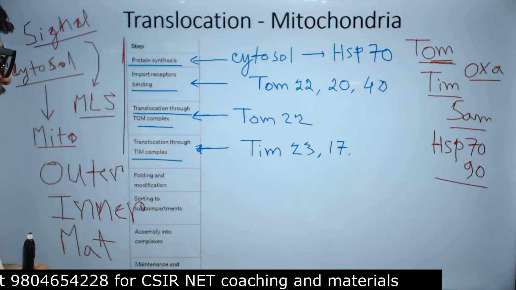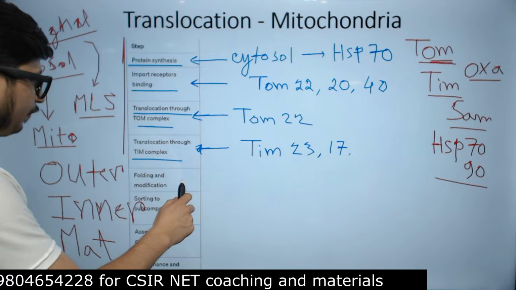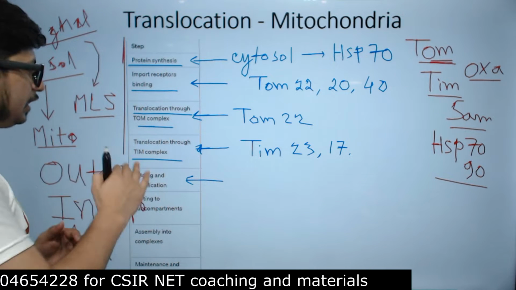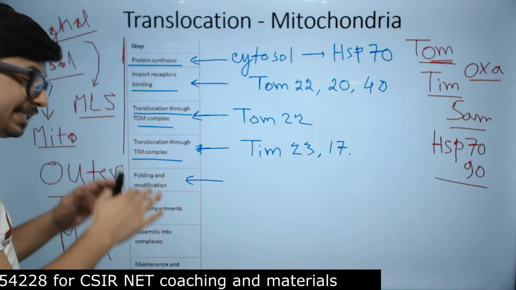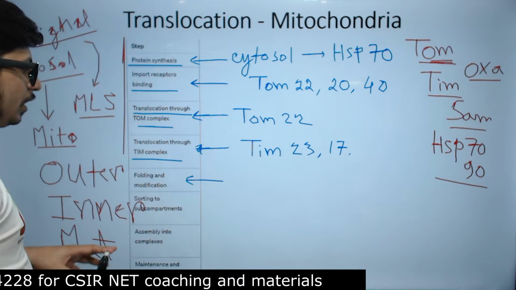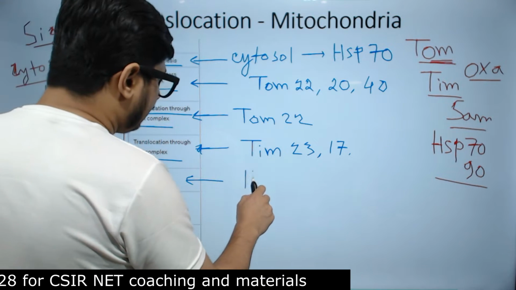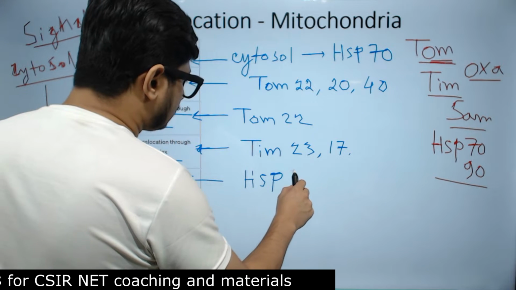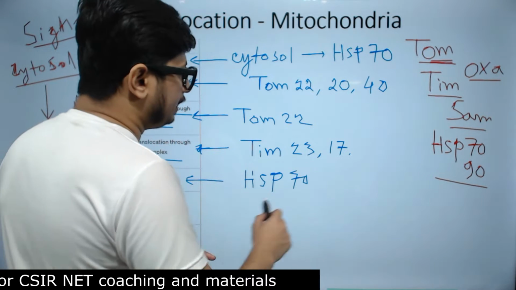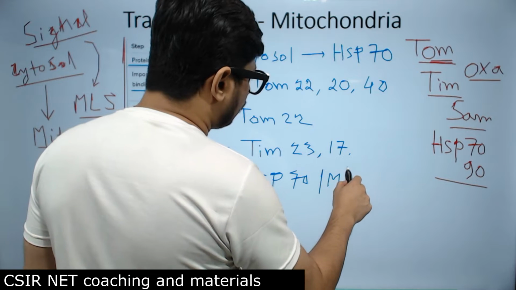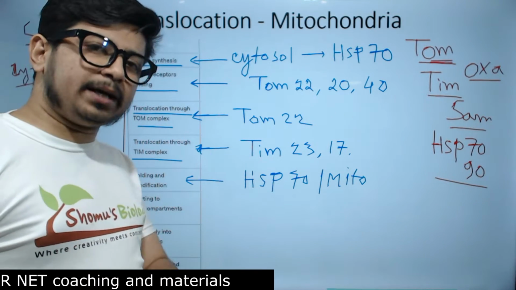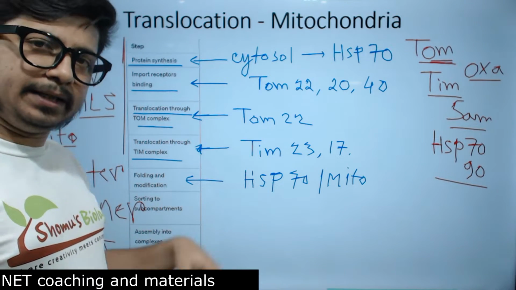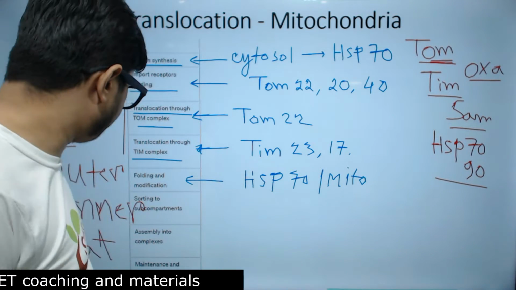They are involved in the transport. Then folding and modification. Right after the transport via TIM, there will be folding and modification inside the mitochondrial matrix. So the folding is done. Again, HSP70 is necessary and required, but these are mitochondrial HSP70. So the folding and modification will be done in the mitochondrial matrix by HSP70.